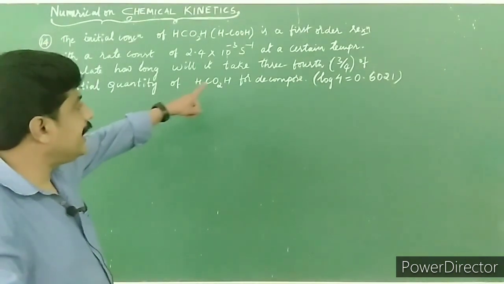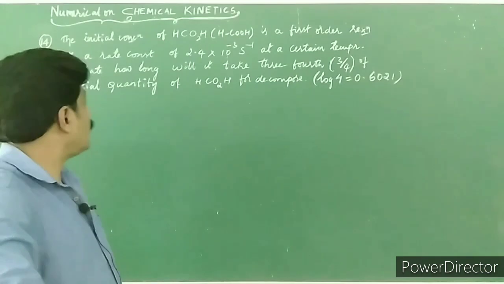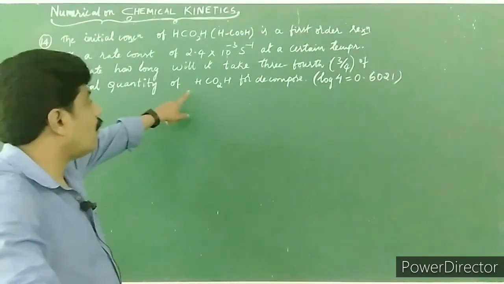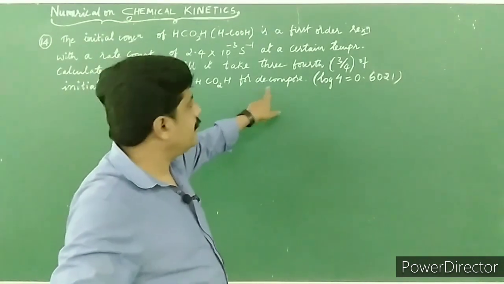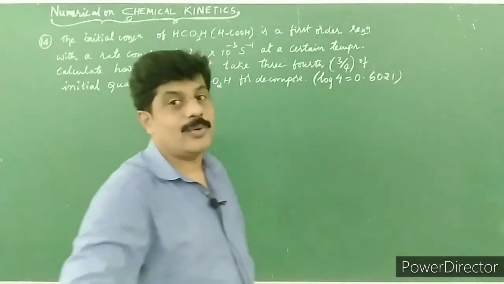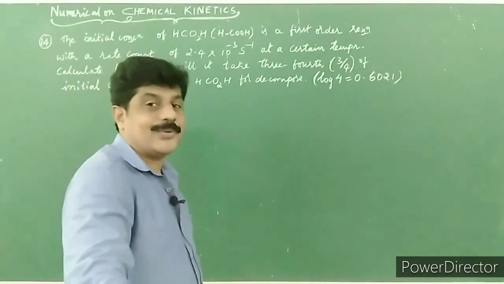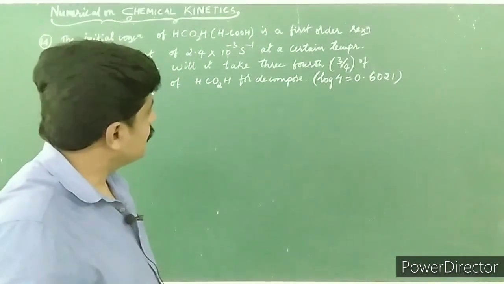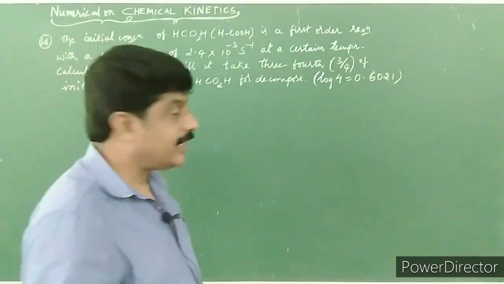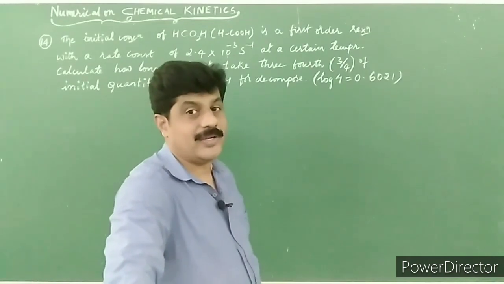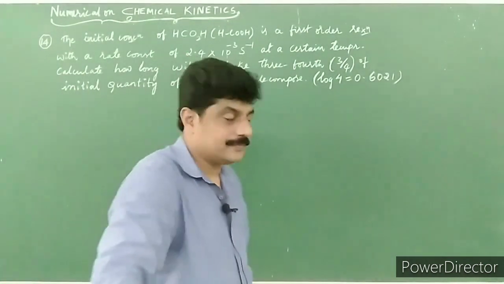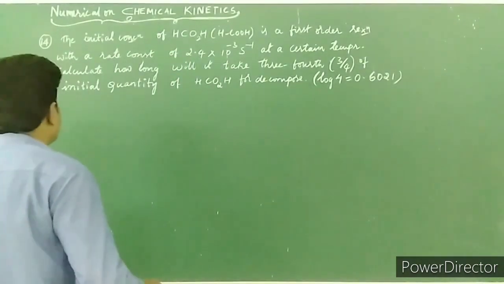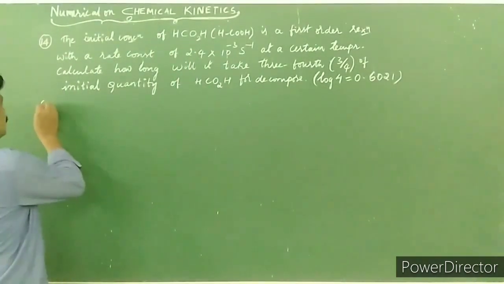Calculate how long it will take for 3/4 of the initial quantity of HCOH to decompose. Given log 4 is equal to 0.6021. Children, remember, if they do not give the log value, you are supposed to find out the log value by using the log table book. Now let me solve this numerical for you. Solution.